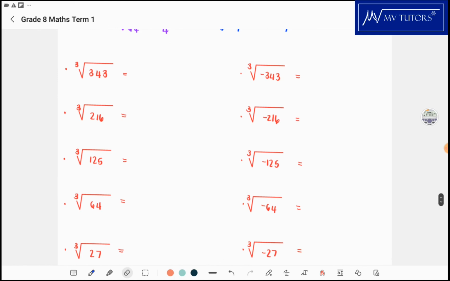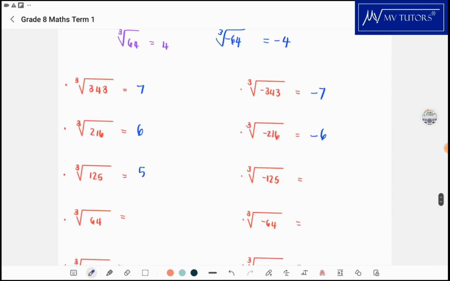All right, with that being said, what is the cube root of 343? That's going to be 7. And this side is going to be negative 7. Cube root of 216, that will be 6. And here we're going to have negative 6. Cube root of 125 is 5. And then we're going to have negative 5. Cube root of 64, that's 4. Here we're going to have negative 4.